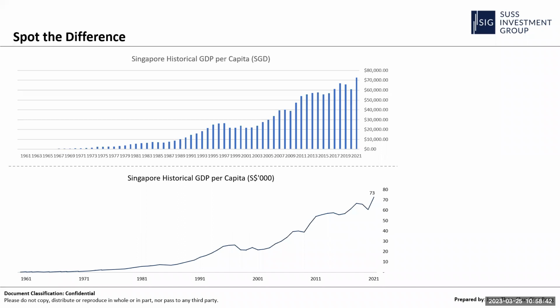So basically what I've done is that I've removed the grid lines, the first thing. I've changed the chart color. I've changed the chart type from a column chart to a line chart.